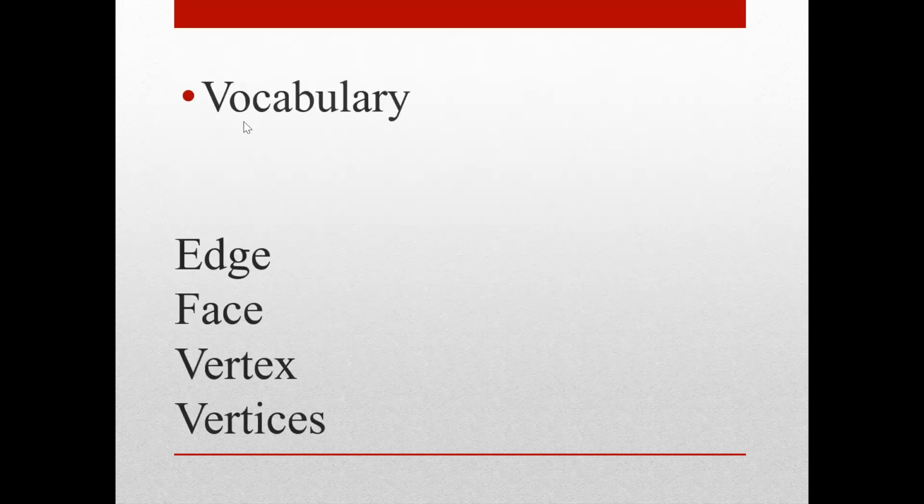Let's look at the vocabulary words. So, we have edge. You will please repeat after me. This word is edge, face, vertex, and vertices. Again, edge, face, vertex, and vertices. Very good. Now let's look at each one of them in detail.